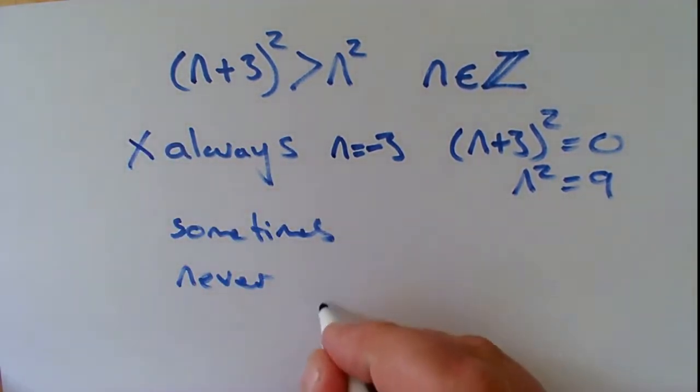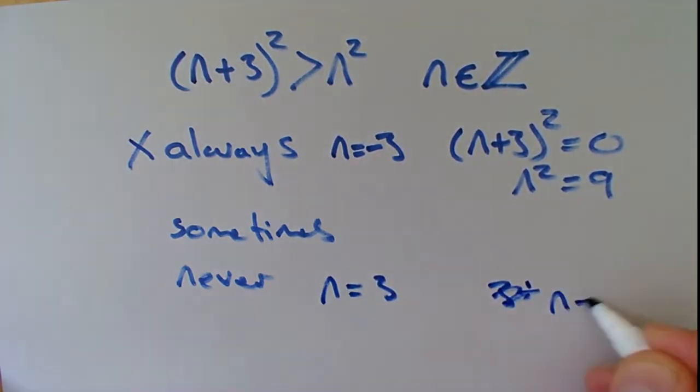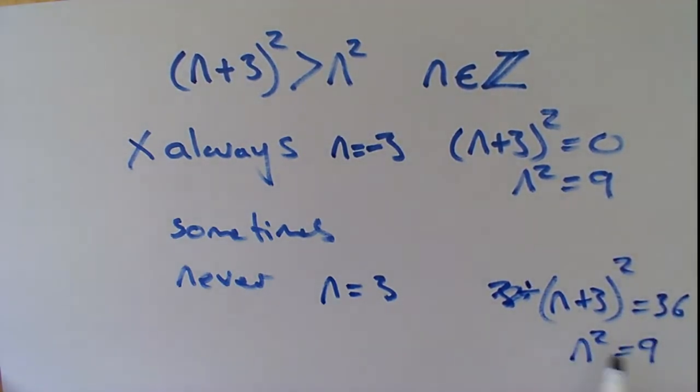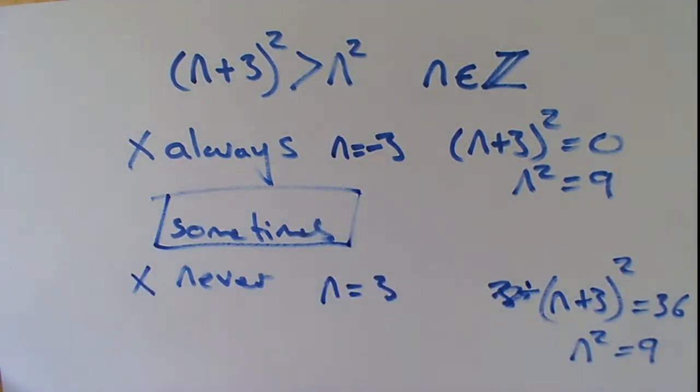Go for the never one as well. n equals 3. That gives you (n plus 3) all squared as equaling 36, and n squared is equaling 9. So it does work. You found a case where it does work, and so never can't be right either. So again, you found a counterexample to the idea of it never working. That's all that a counterexample is. So your answer to this was sometimes, only worth a couple of marks. You're going to get a mark apiece for finding each counterexample.